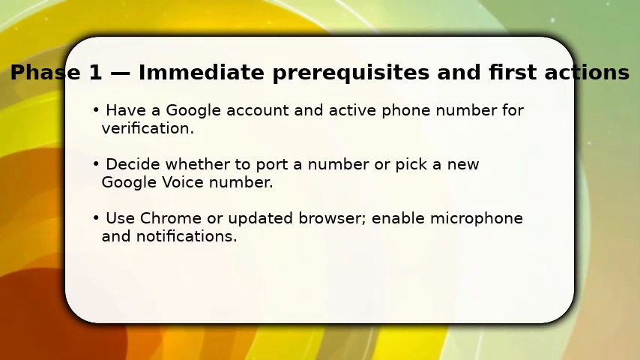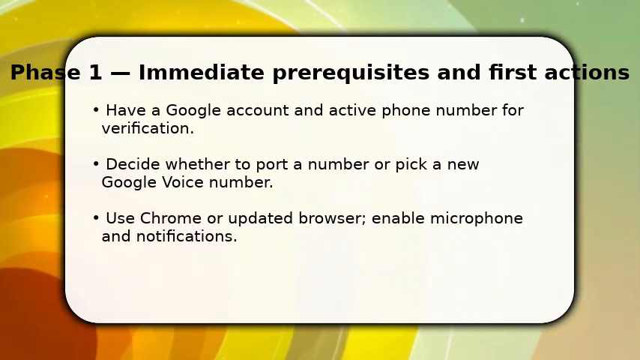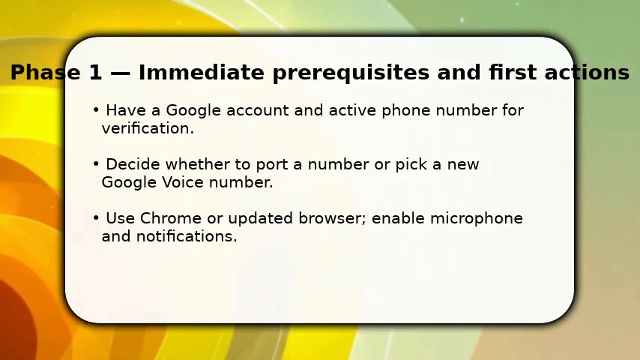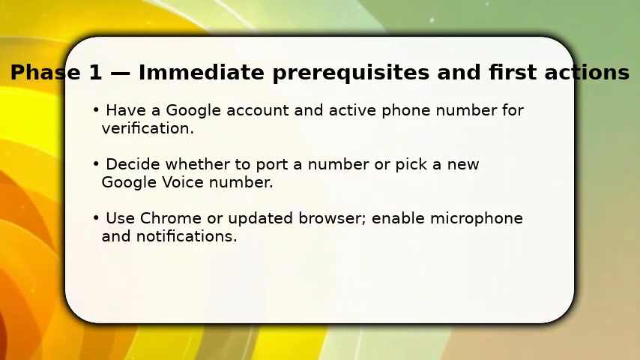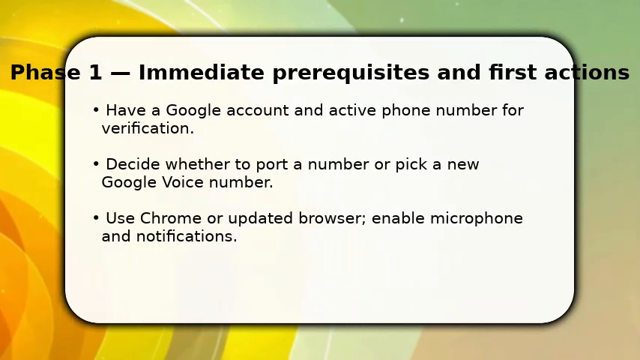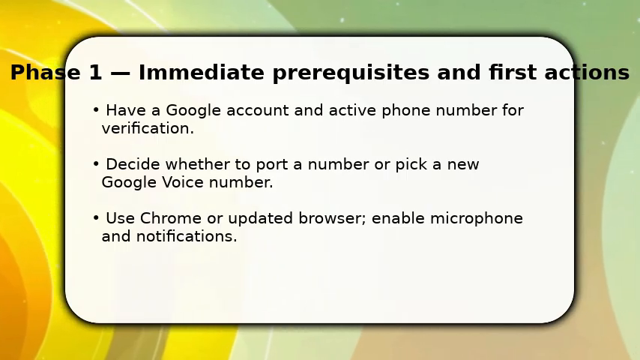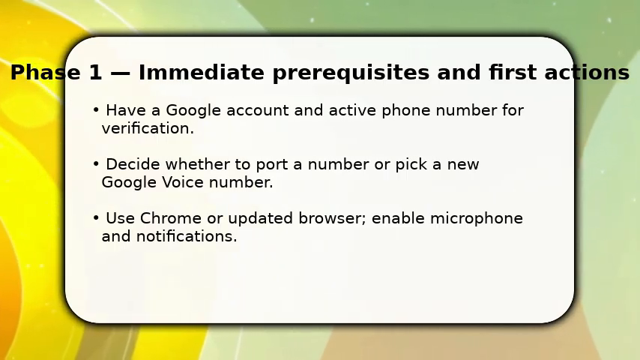You begin by confirming the prerequisites: a Google account, an active phone for verification, and a modern browser. Open voice.google.com and sign in, then choose Get a Voice Number to start. You pick whether to port an existing number or claim a new one. Porting has fees and takes days, while a new number is instant.